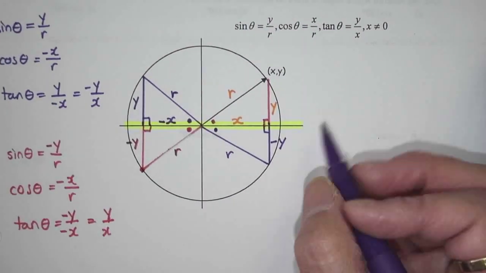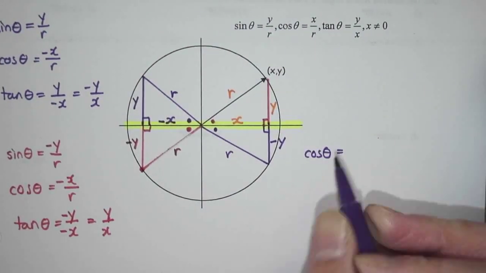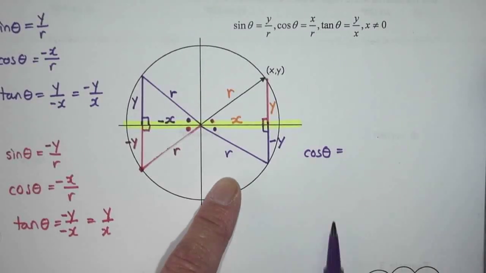So then help me with the ratios. This would be cos of theta would be, sorry, sine. Why did I start with cos?